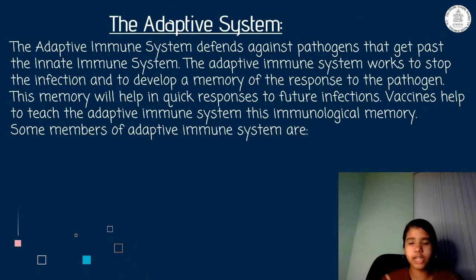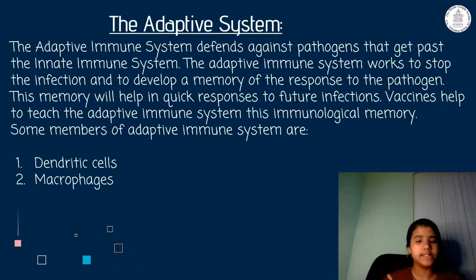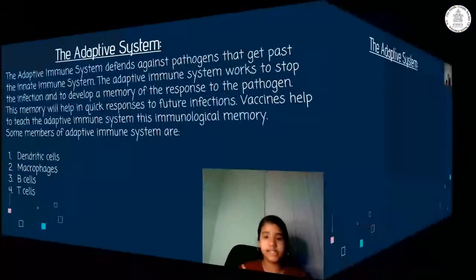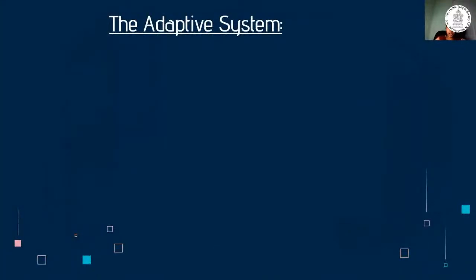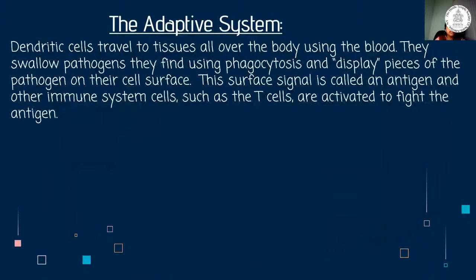Some members of the adaptive immune system are dendritic cells, macrophages, B cells, and T cells. Moving on, we have dendritic cells. Dendritic cells travel to tissues all over the body using the blood. They also swallow the pathogens that they find using phagocytosis and display pieces of the pathogen on their cell surface. This surface signal is called an antigen, and other immune system cells, such as the T cells, are activated to fight the antigen.